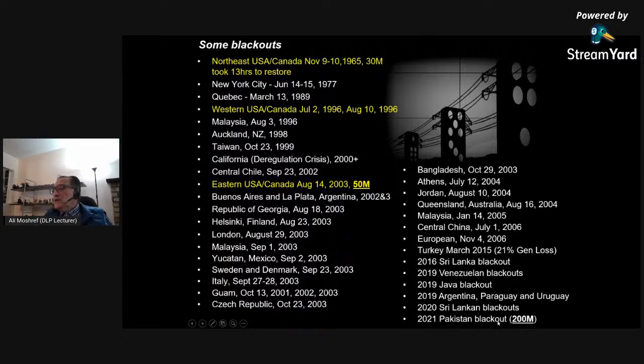And there are other blackouts. You see, one of the most famous ones, by the way, is the 1965 blackout in New York, and things really went bad. And the most recent one in North America was 2003, in which 50 million people lost electricity and it took days to restore the system. So that is another thing I was talking about, power system restoration.